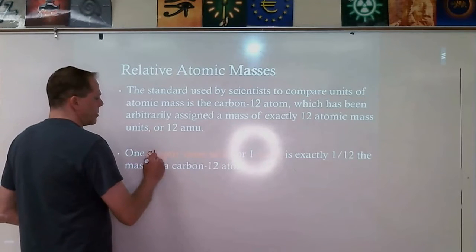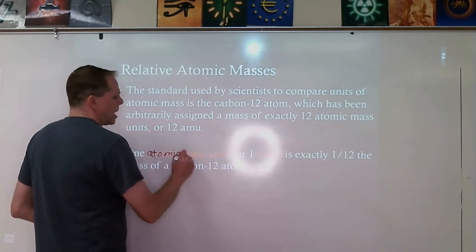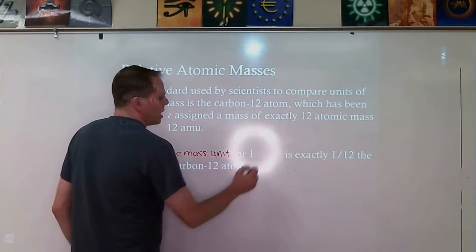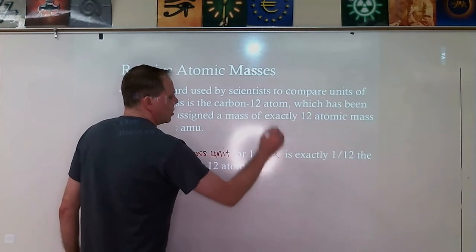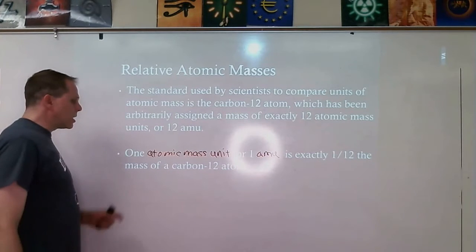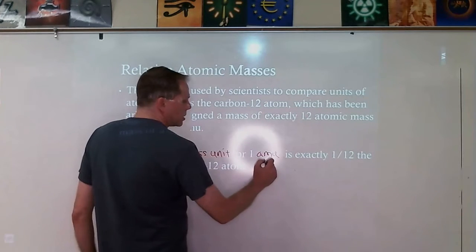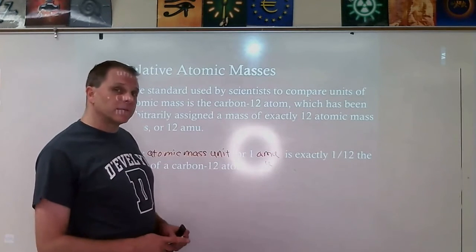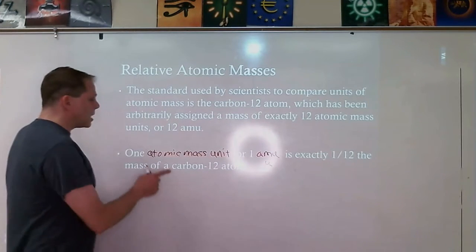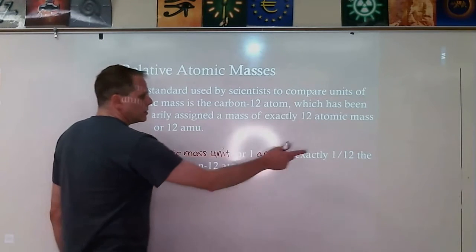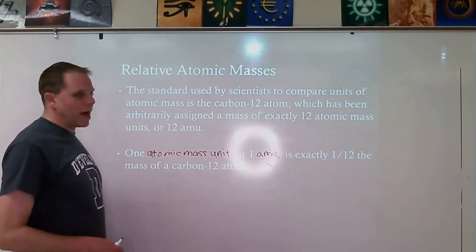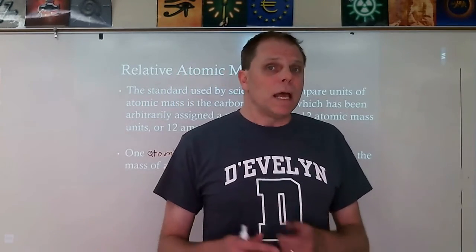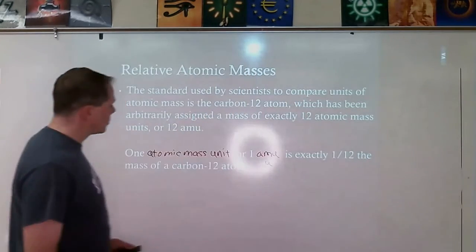Okay, so this says atomic mass unit, or AMU. Sometimes you'll see this as just a U. If you see the symbol U, that means the same thing as AMU. So the atomic mass unit, or 1 AMU, is exactly 1/12 the mass of a carbon-12 atom. That was our Joey. So now all of our other atoms we measure based upon that carbon-12 standard, okay?